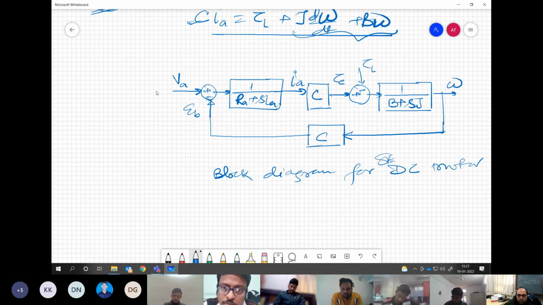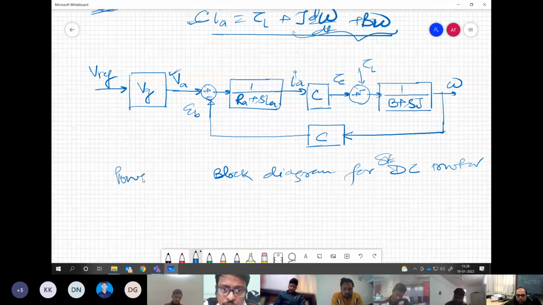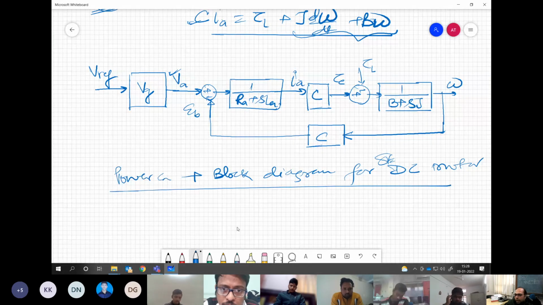Now this plus the converter. Where is the power converter? The power converter is used for feeding this voltage, so it can come simply before the VA. This is, say, VG, the gain. And what is the input for this converter? The reference voltage that you are feeding. So this block diagram is for the DC-DC power converter plus separately excited DC motor, where you have the reference fed here and the output is generated here. Am I clear?